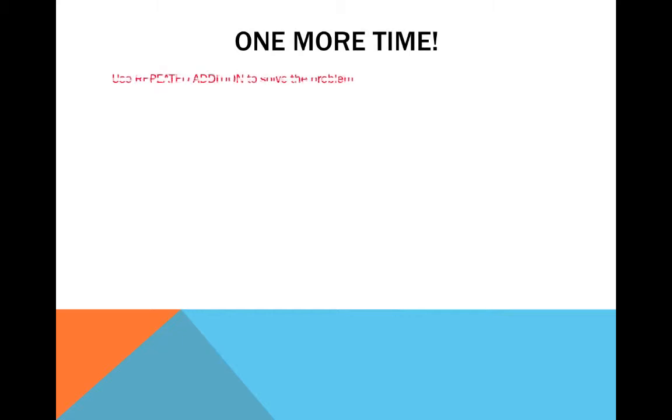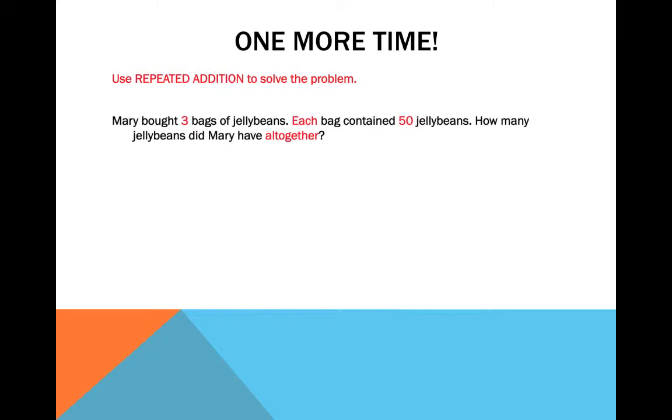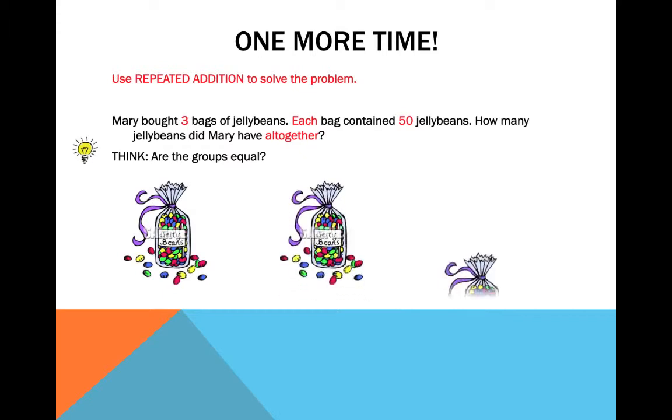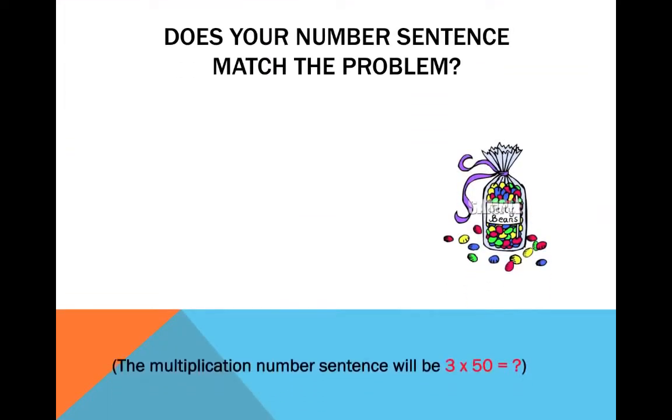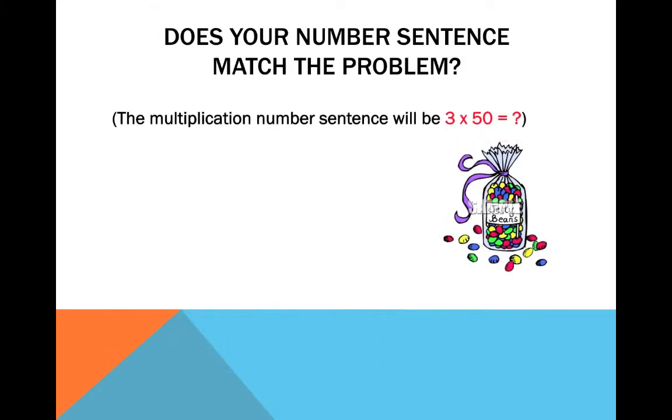One more time. Use repeated addition to solve the problem. Mary bought 3 bags of jelly beans. Each bag contained 50 jelly beans. How many jelly beans did Mary have altogether? Think. Are my groups equal? Well, if you've noticed, the word clue each has been highlighted in red every problem. Each is a word clue that shows us that the groups are equal. There's my first bag, my second bag, and my third bag, and they all look identical to each other. We know those groups are the same. The multiplication number sentence will be 3 times 50 equals what?